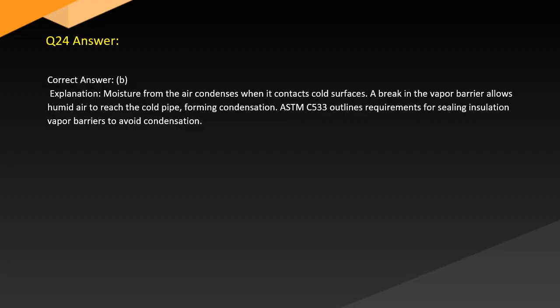Answer. Correct answer: B. Explanation: Moisture from the air condenses when it contacts cold surfaces. A break in the vapor barrier allows humid air to reach the cold pipe, forming condensation. Atom C outlines requirements for sealing insulation vapor barriers to avoid condensation.